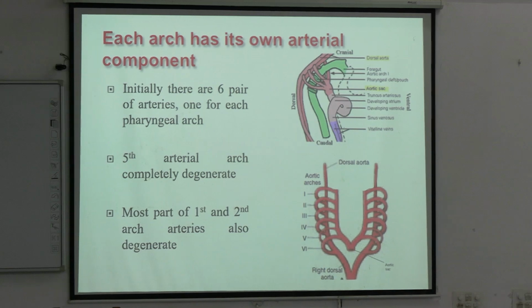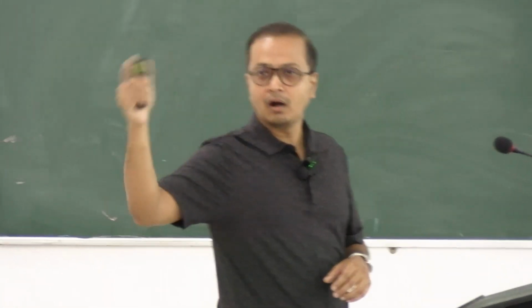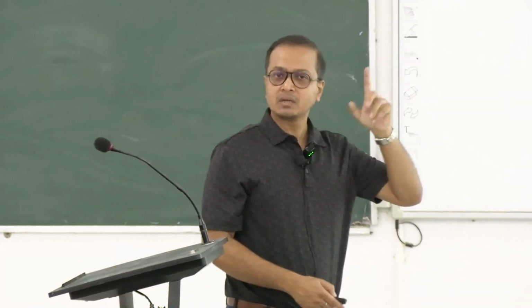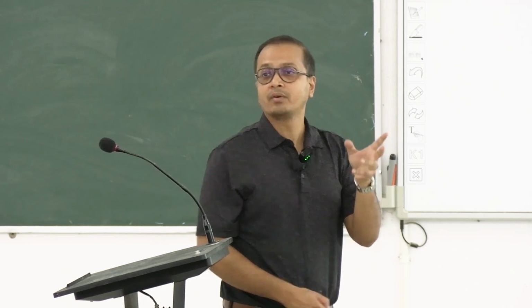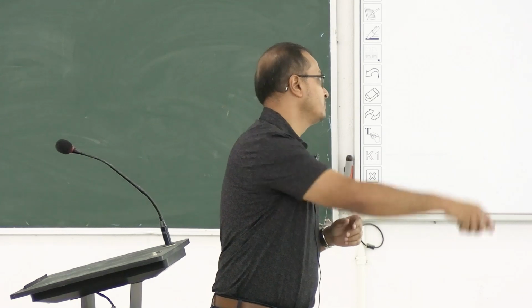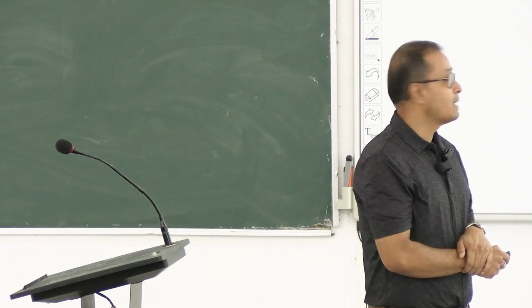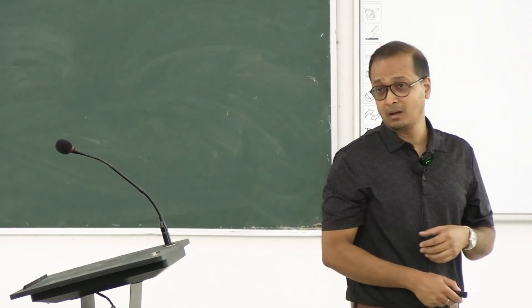The 5th arch artery we lose, because we lose the arch. So we have 1, 2, 3, 4 and 6 pharyngeal arch arteries. We have to understand the fate of each of these arteries. In the adult, arch number 1 persists as the maxillary artery. That's the only remnant of the first pharyngeal arch artery. Second one, an even tinier branch, is the stapedial artery.